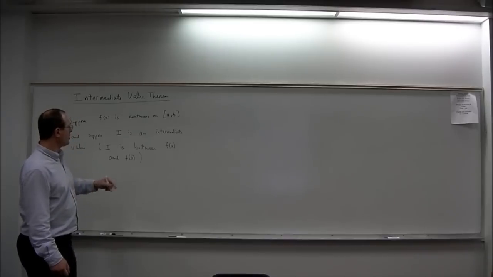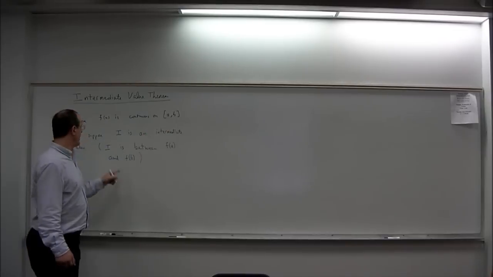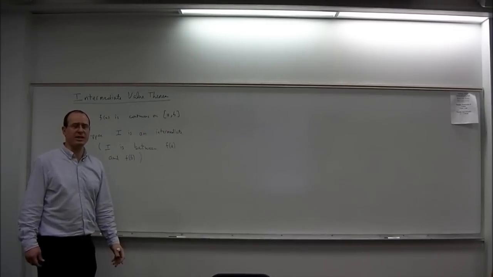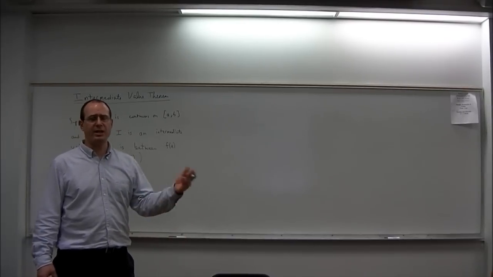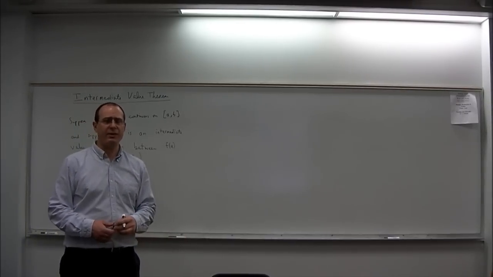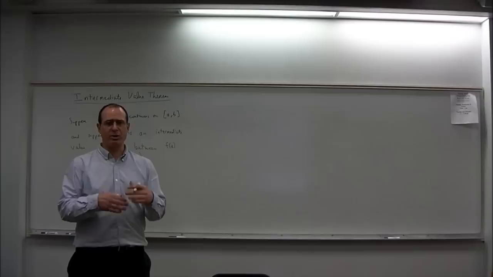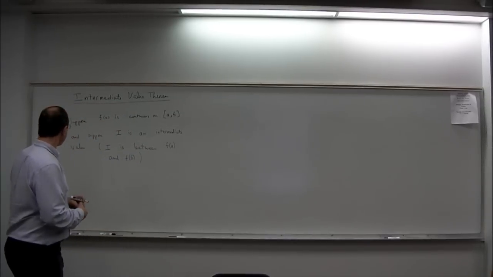So the function takes on the values f of a and f of b at the endpoints of this interval, and I is some number in between. It's an intermediate value. Think of something like temperature. If the low temperature is 40 degrees one day and the high temperature is 65, then 50 degrees would be an intermediate temperature, somewhere between 40 and 65, intermediate.